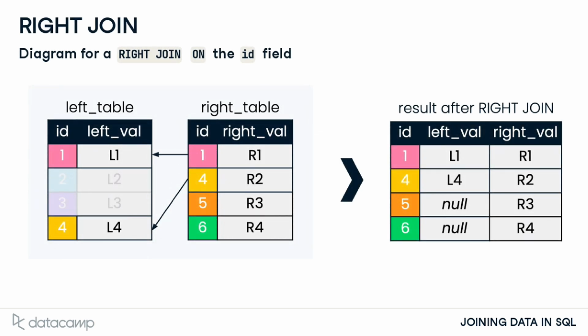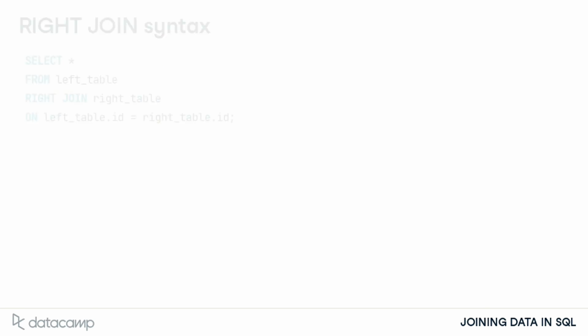On to right join. Right join is the second type of outer join and is much less common than left join, so we won't spend as much time on it here. Instead of matching entries in the ID column of the left table to the ID column of the right table, a right join does the reverse. All records are retained from the right table, even when ID doesn't find a corresponding match in the left table. Null values are returned for the left value field in records that do not find a match.